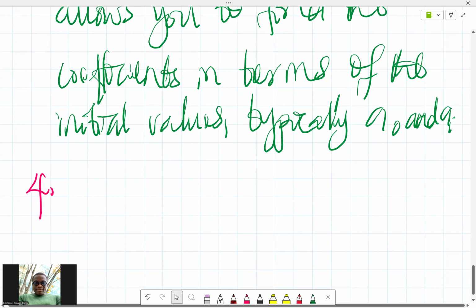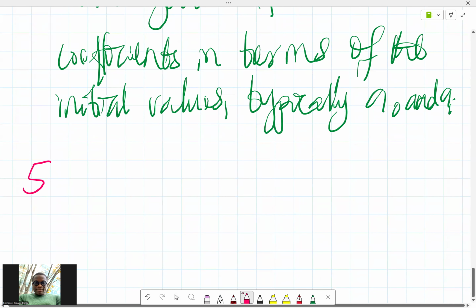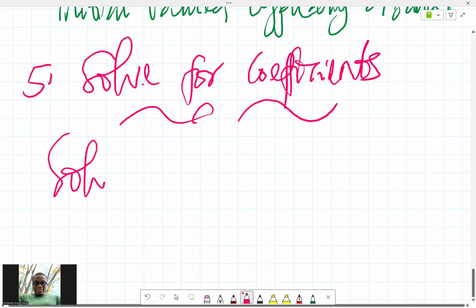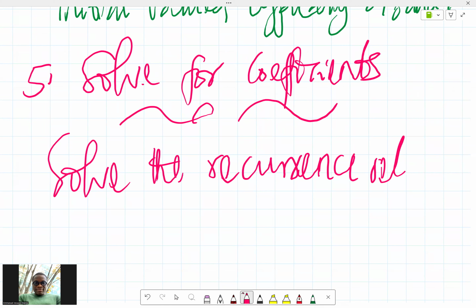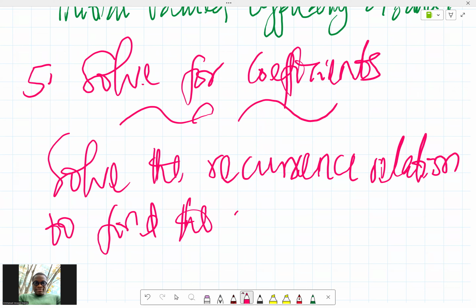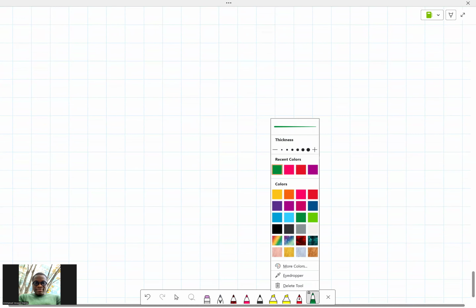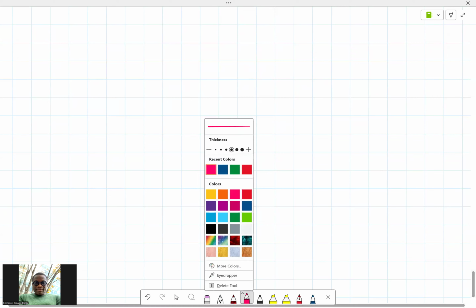Then you have step 5. In step 5, we now solve for coefficients. So you solve the recurrence relation to find the coefficients an. Of course, with that done, we can move on and talk about something else.